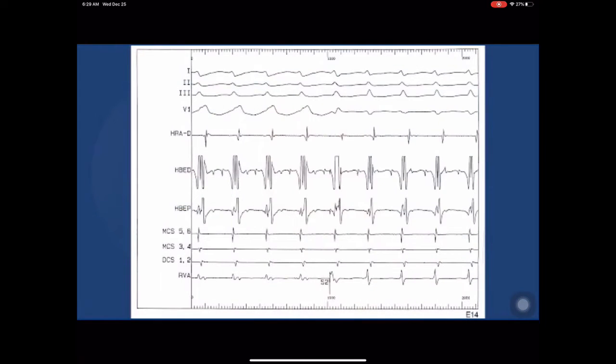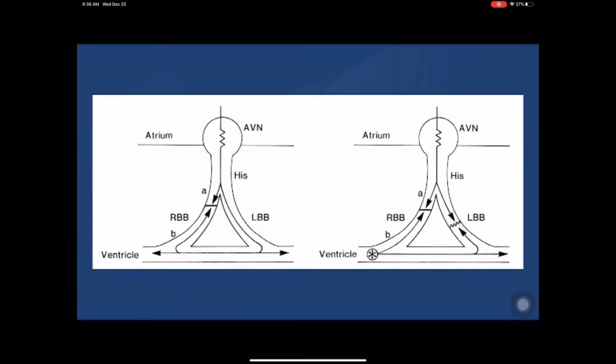So let's go back to the tracing, and it can't be acceleration-dependent aberrancy because the PVC, while it normalizes the QRS, does not change the tachycardia cycle length. And for those of you who are wondering, this is classic AV node reentry, but that's not the question. So it can't be acceleration dependency, or what would happen is the bundle would start again. So we know that's wrong. And the actual answer is concealed transeptal conduction into the right bundle.